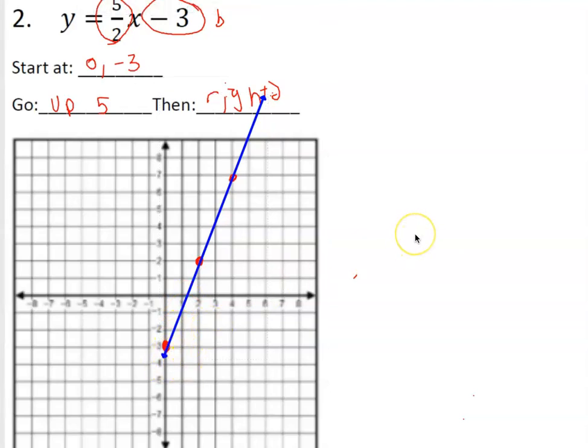We get something that looks like that. I tried to be clever there, but I don't know. I might have to do it freehand for that one.